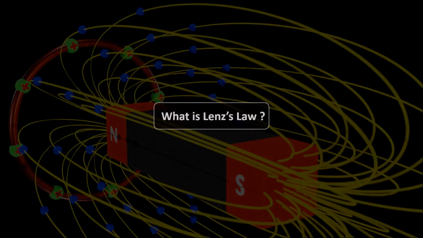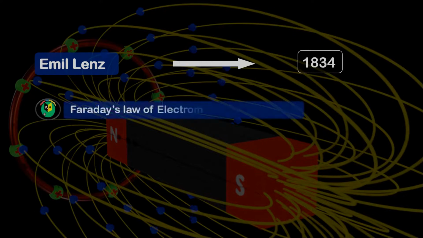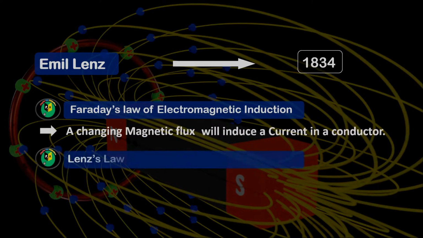So what is Lenz's law? Lenz's law is named after the physicist Emil Lenz and was formulated in 1834. Lenz's law is based on Faraday's laws of electromagnetic induction, which states that a changing magnetic flux will induce a current in a conductor. However, Lenz's law tells us the direction of the induced current.